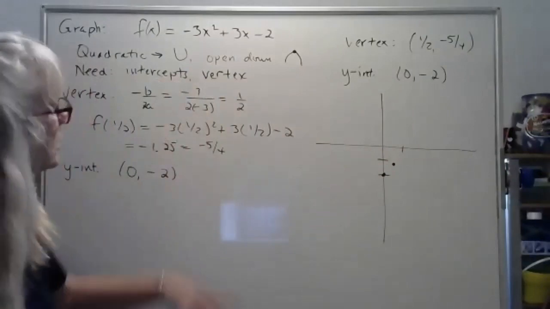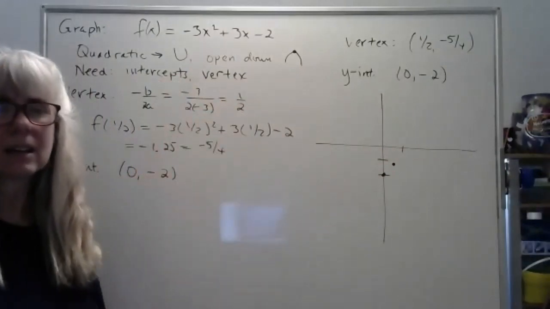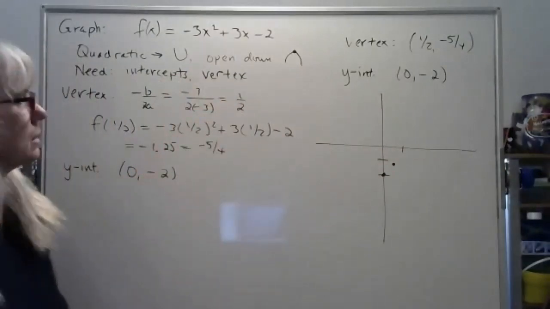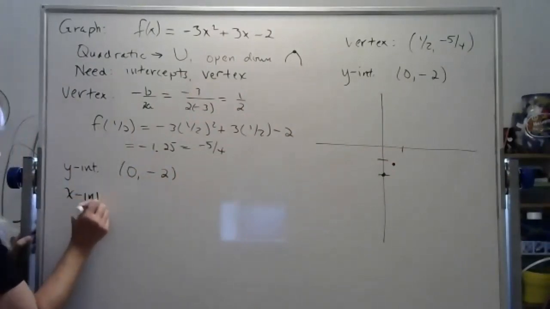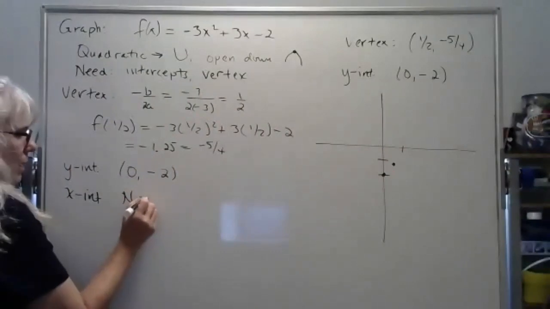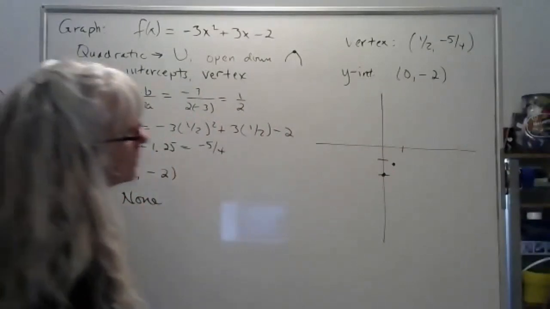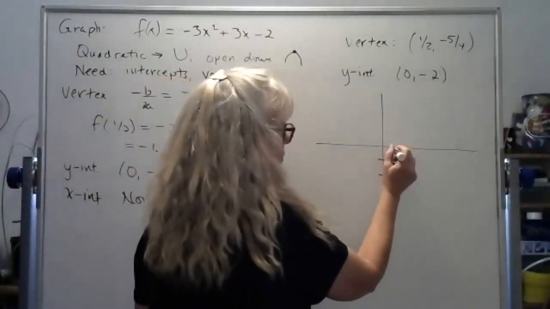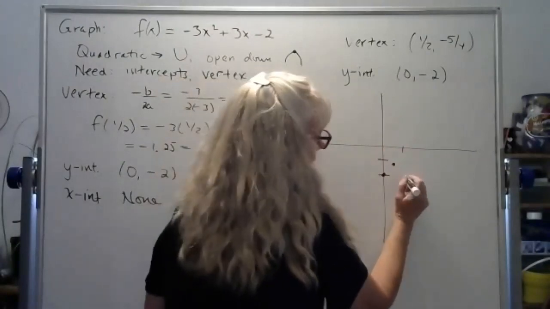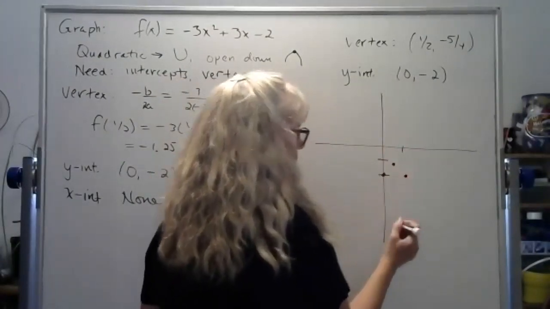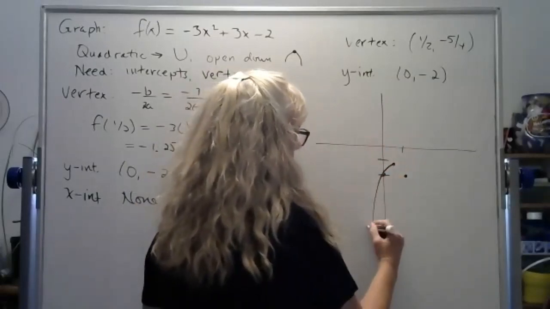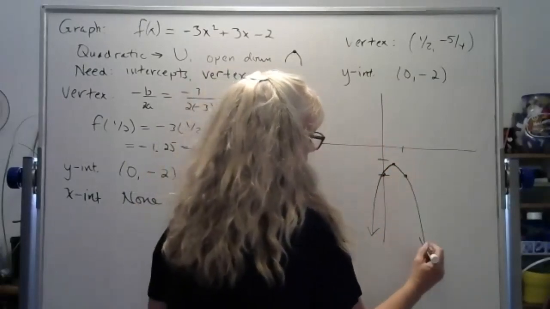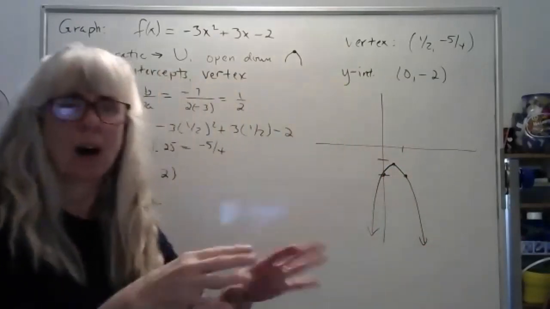Is this graph, if it's opening down, going to have any x-intercepts? No. Nope. So I'm not going to waste the time to go find them. I already know that it's opening down. So because this was at 1/2, I know that I'm going to have another point over here that's symmetrical. So if I'm at 1/2, one's over here at 0, the other one's at 1. And then I can draw it in. I need more than 2 points to be able to draw a nice shape.